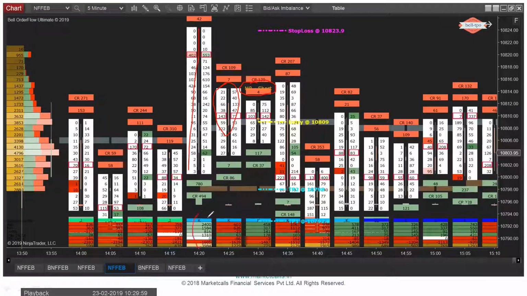So you don't need to check the volumes. You don't need to look into the delta. You don't need to look into any of the things. The moment it forms, you automatically know what to do. So you'll always be getting an alert, a sound alert or a pop-up alert.